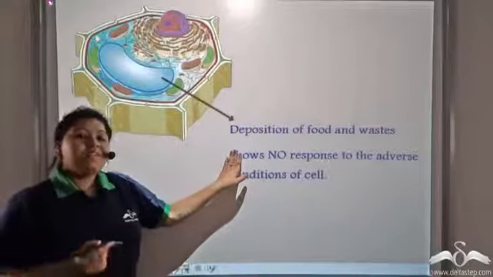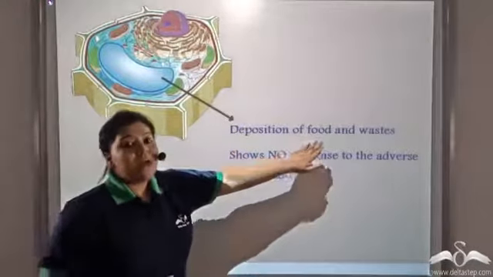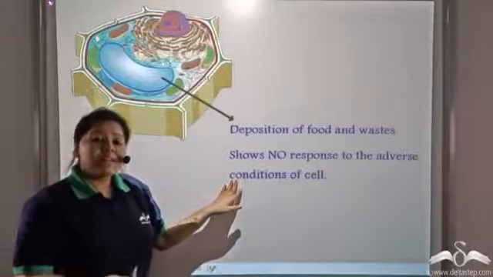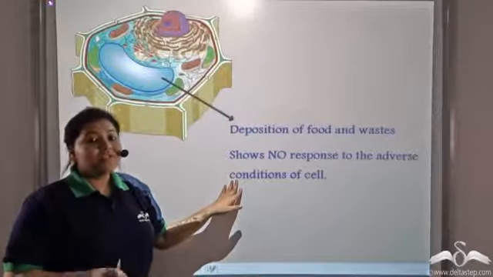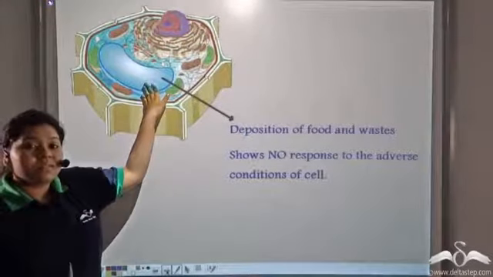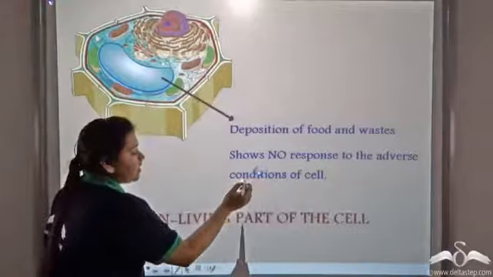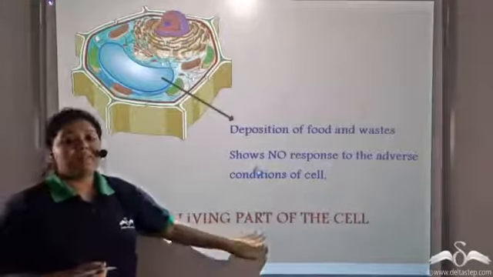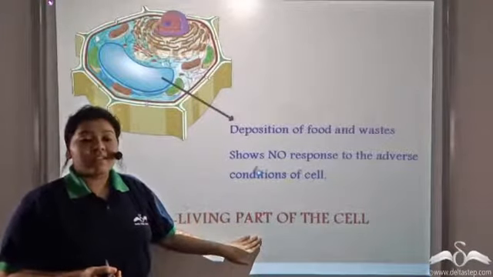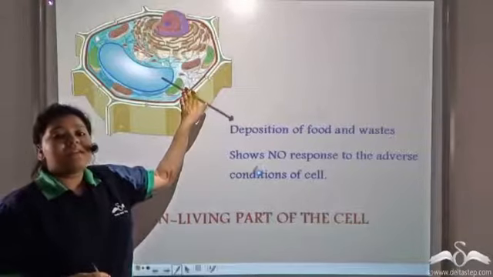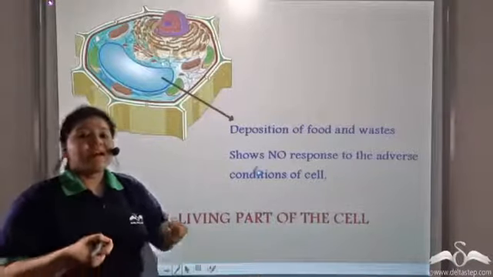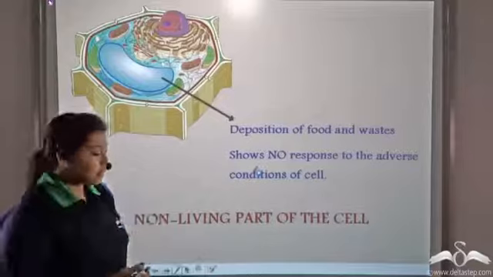So the vacuoles are just a deposition of food and waste materials. They do not show any response to the adverse conditions of the cell. They do not provide the cell with the food that remains stored in the vacuoles. And hence, the vacuoles are the non-living parts of the cell because they do not take part in any decision making. Any food and any waste particle can just come and get fused with the vacuole. And these particles cannot be retrieved again later.